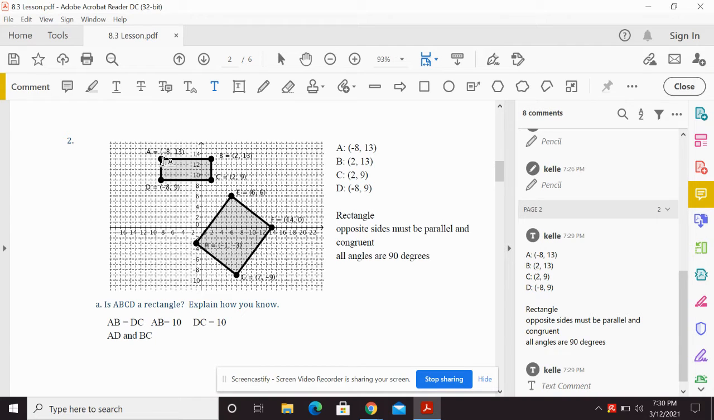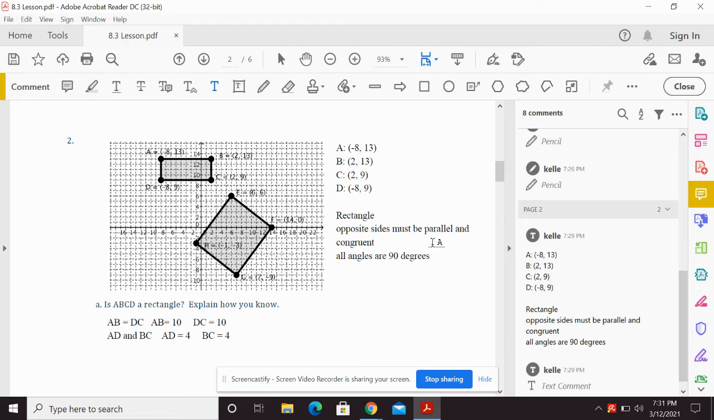Well, this one goes from, my x values are the same, so it goes from y is 13 to 9. So 13 to 9, that's a length of 4. AD equals 4. What about the length of BC? 13 to 9, also 4. Okay, so yes, they are congruent. Woohoo! Okay, they must also be parallel.